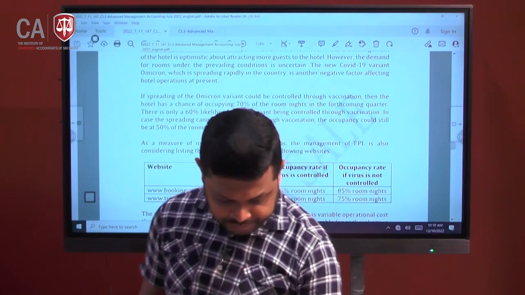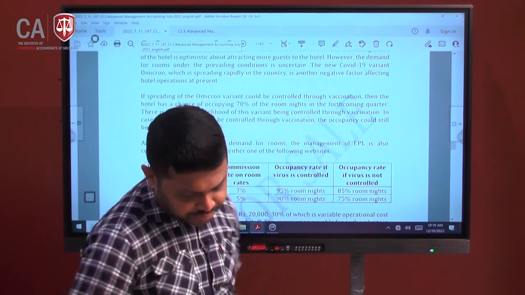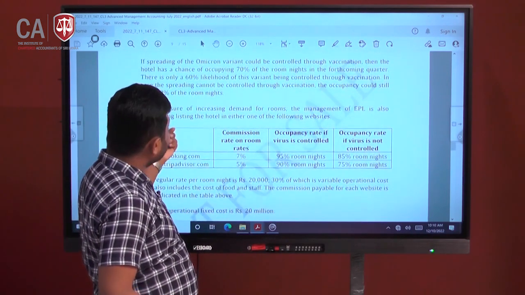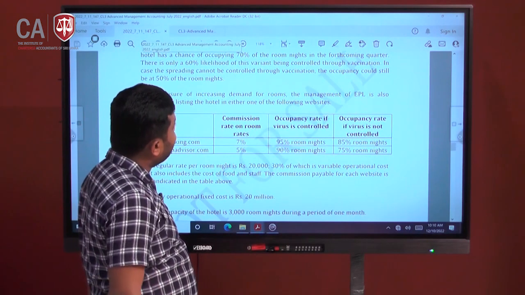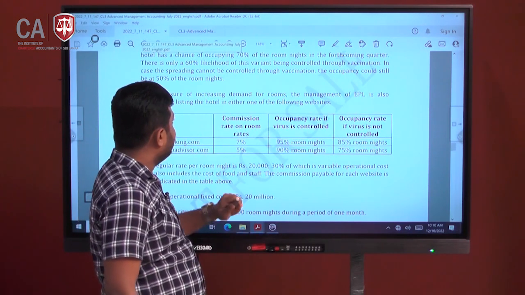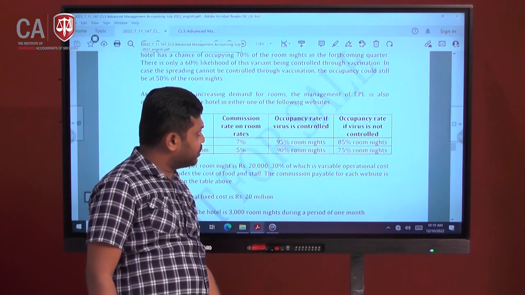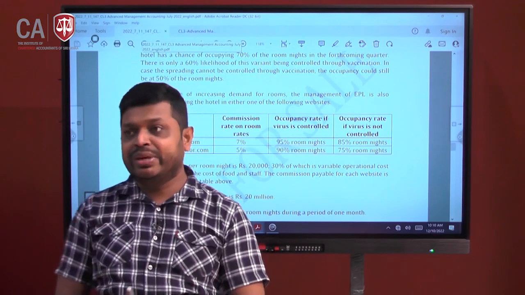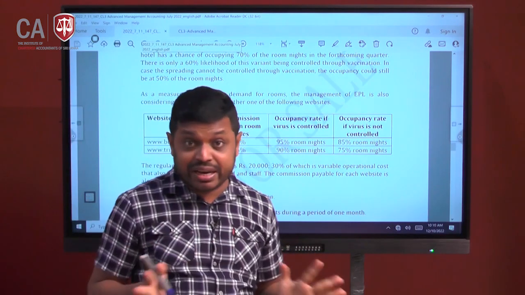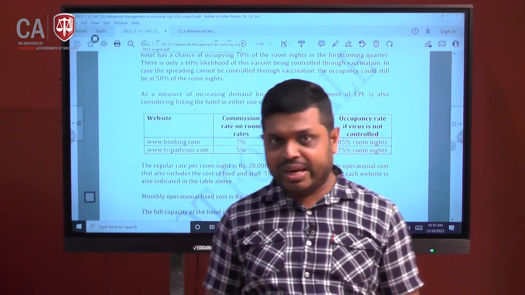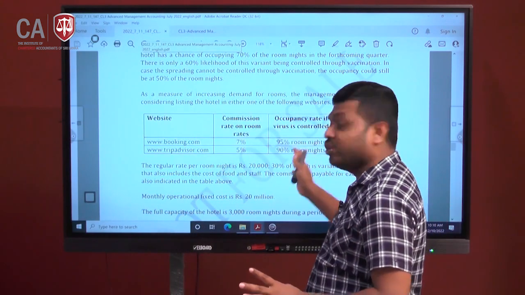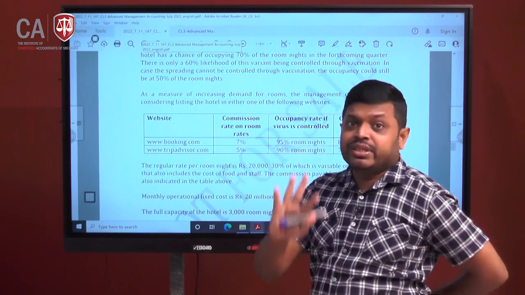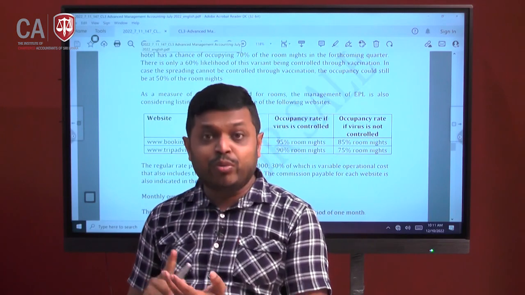Okay, next one. As a measure to increase demand for rooms, the management of EPL is also considering listing the hotel on either one of the following websites: Booking.com and TripAdvisor. That means currently you are not doing any advertising. The second option is that you can do advertising. You can select either of these websites, either TripAdvisor or Booking.com.